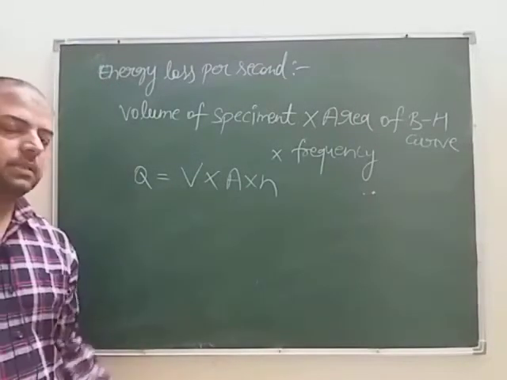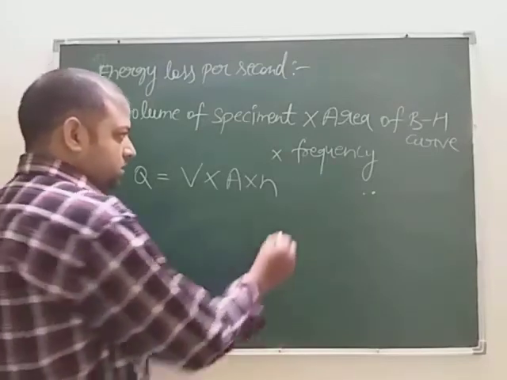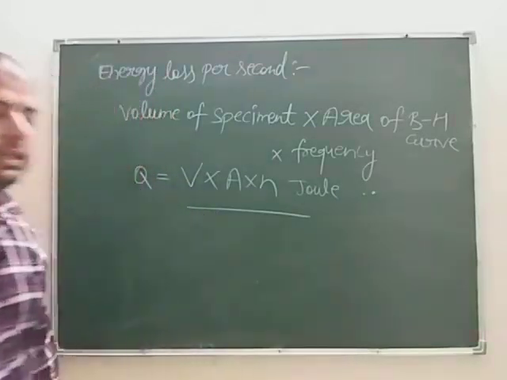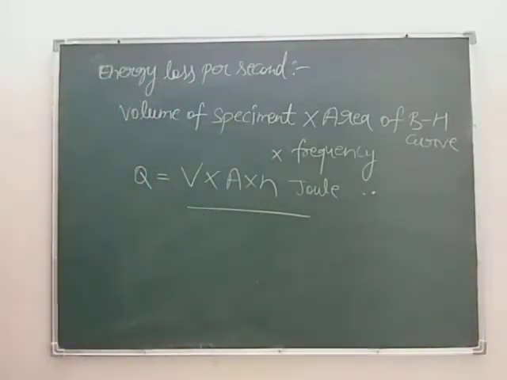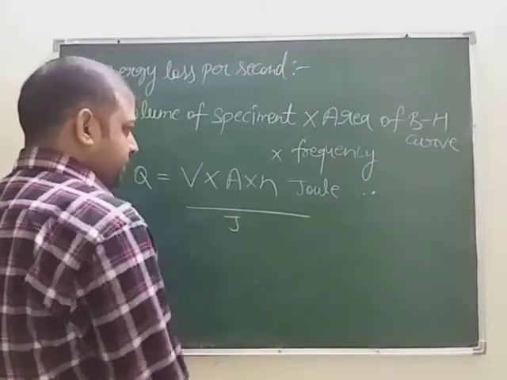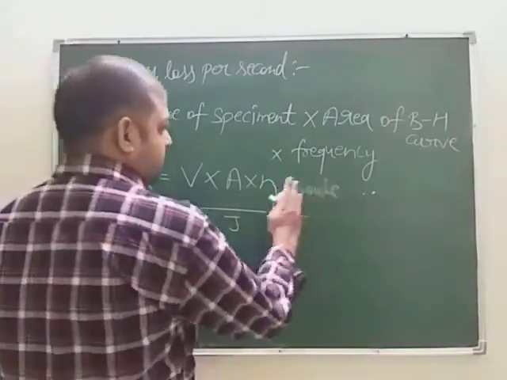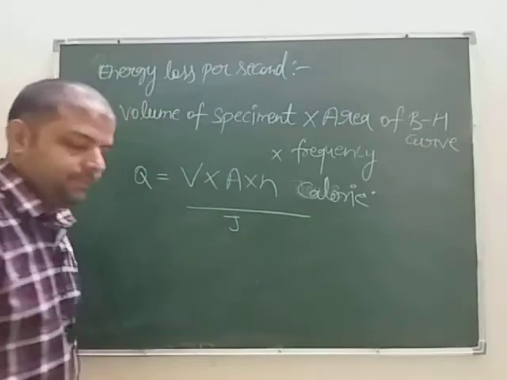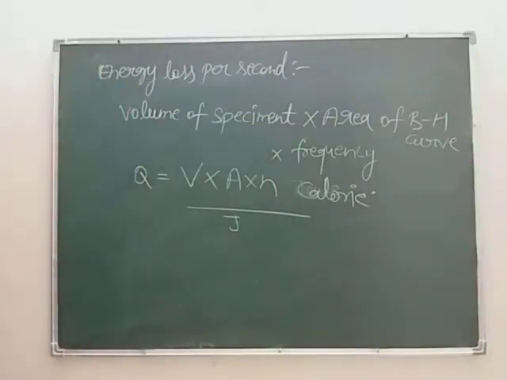But the answer will be in joule, because heat is a form of energy. If you want to convert it into calorie, then you can write here divided by J. If this value is divided by J, then the answer will be in calorie. So the next one is this formula, and you will require this formula when studying this topic or doing numericals of this topic.